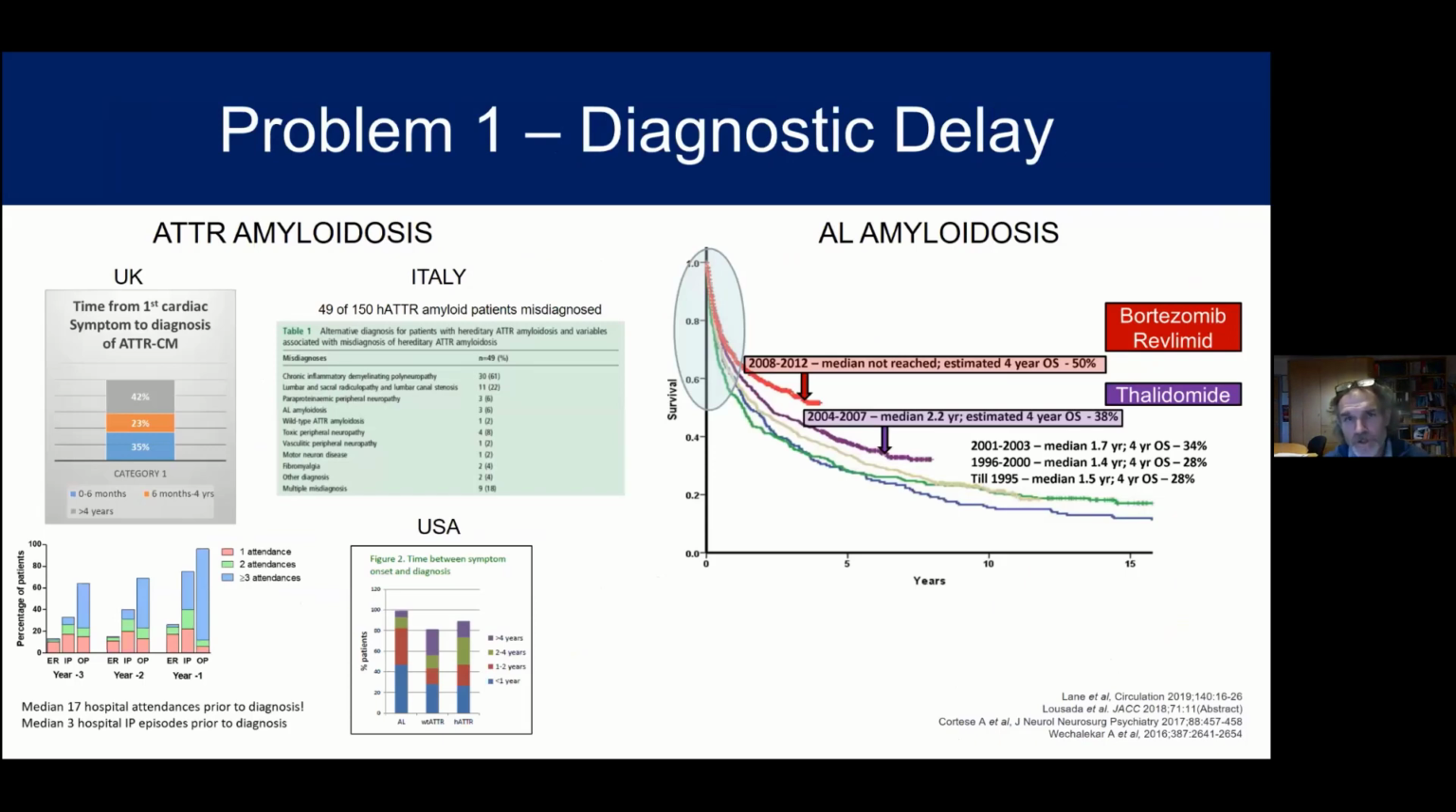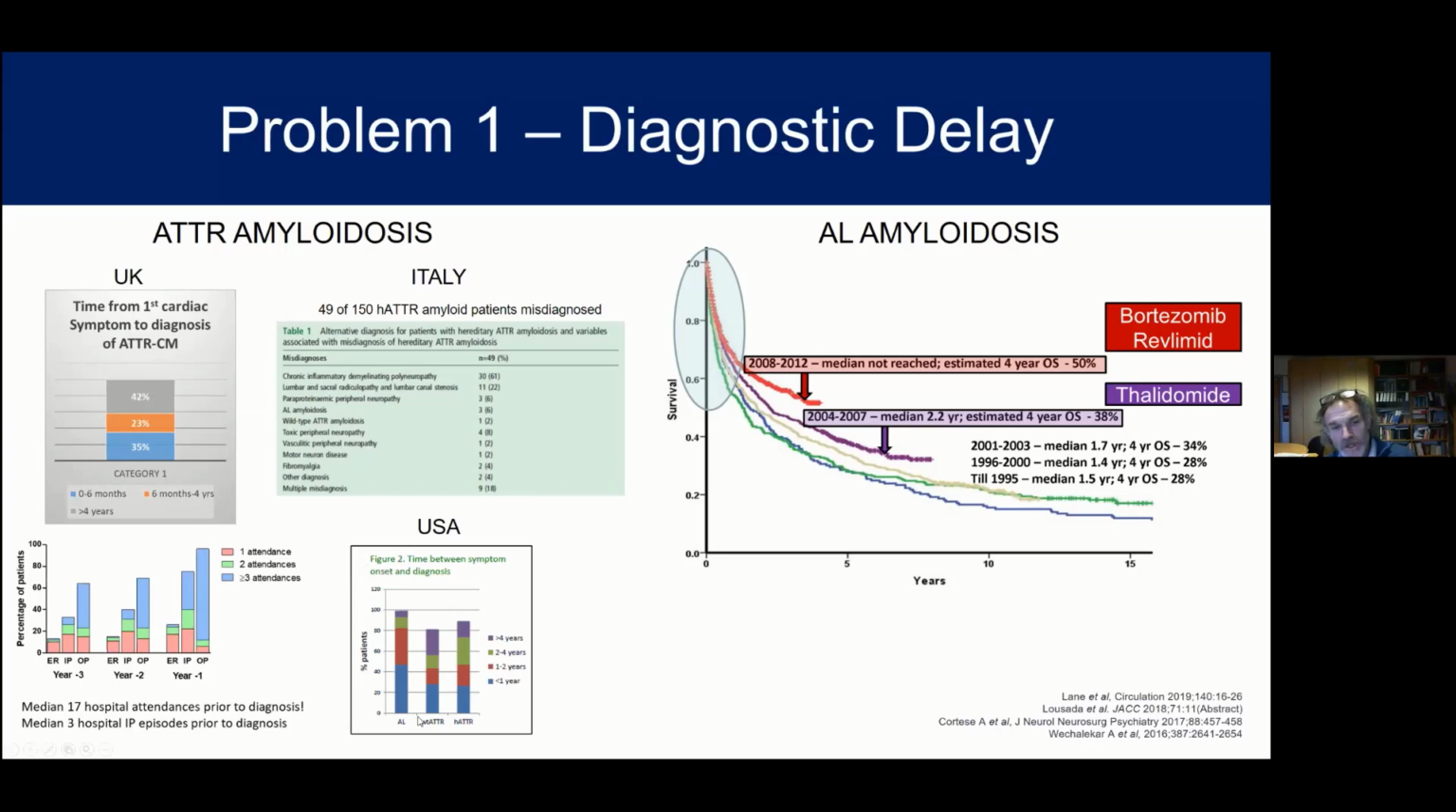So let's turn our attention to the questions that I was asked. The big problem that one faces in ATTR amyloidosis and AL amyloidosis, the commoner types, and indeed the rare types, is delayed diagnosis. This is a study that we performed in the UK in ATTR amyloidosis, showing that 42% of patients waited for more than 4 years after the onset of cardiac symptoms before their ATTR amyloid cardiomyopathy was diagnosed. And the median number of hospital attendances amongst those patients was 17 before they were diagnosed.